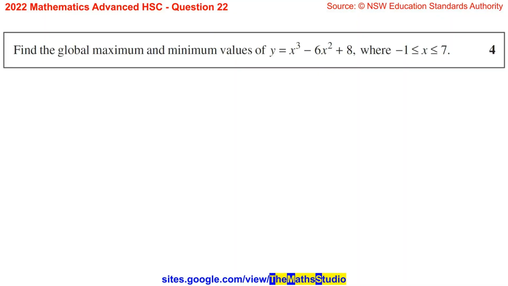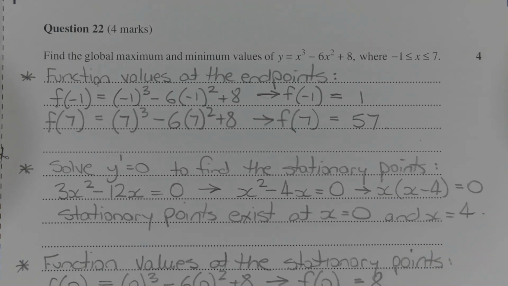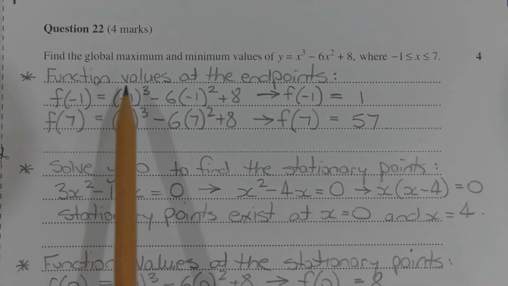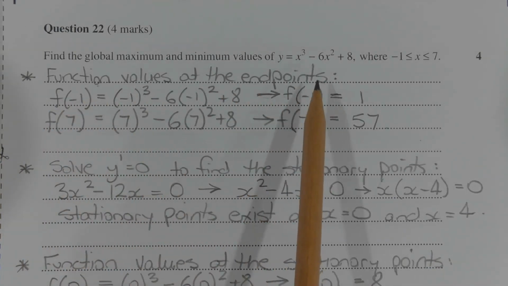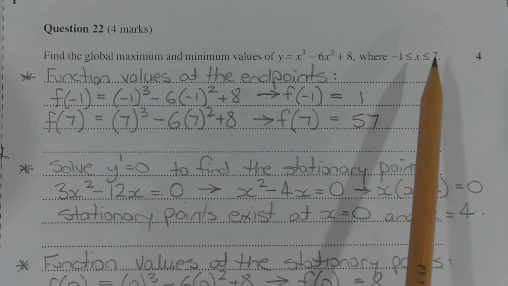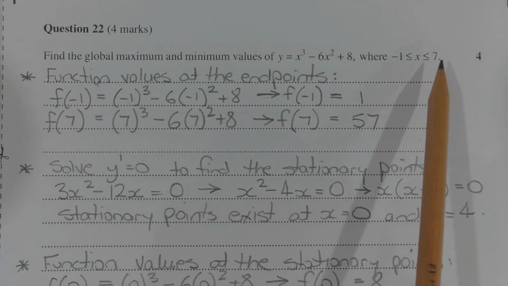Question 22. Find the global maximum and minimum values of y equals x cubed minus 6x squared plus 8, where x is greater than or equal to negative 1 and less than or equal to 7. The first step is to determine the function values at the interval endpoints. That is, the values of the function where x equals negative 1 and x equals 7.